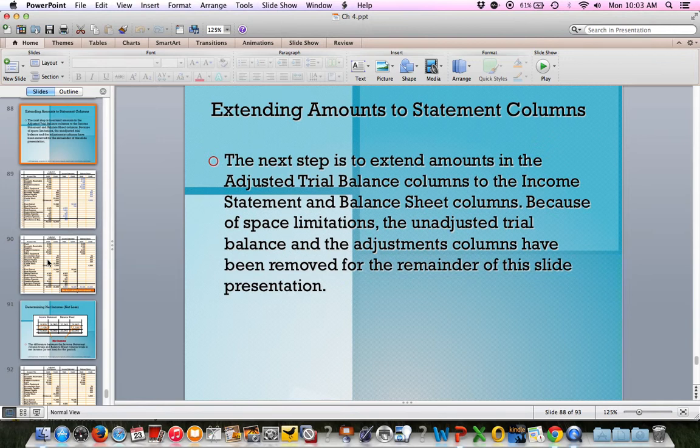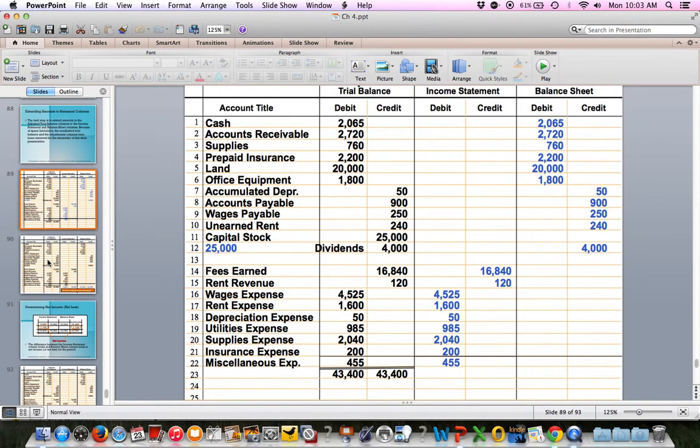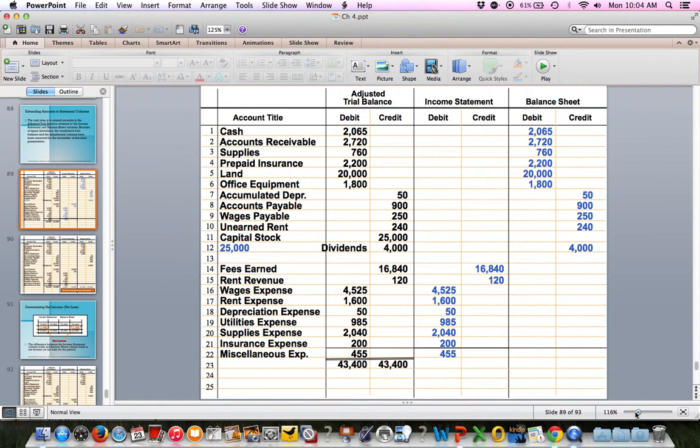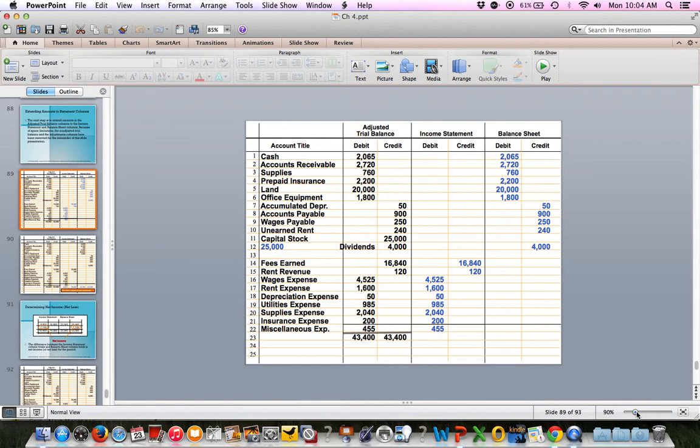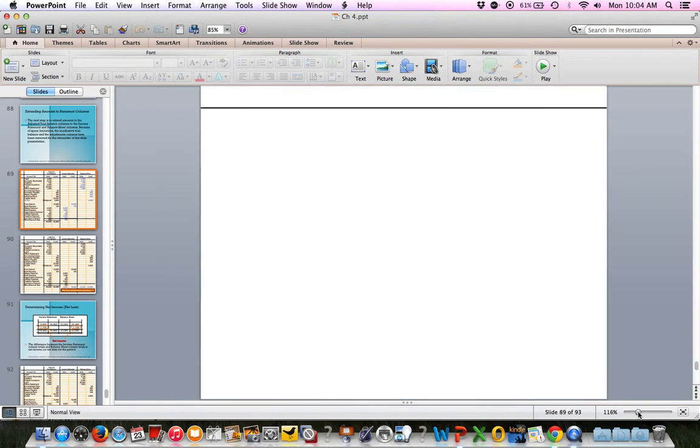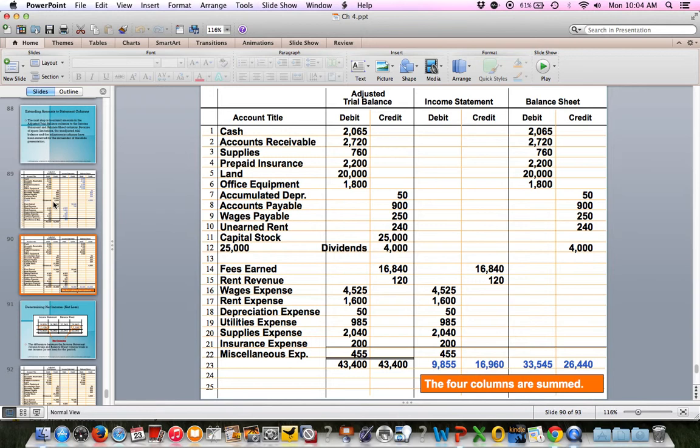Once we have a good adjusted trial balance, what we do then is combine that into either the income statement columns or the balance sheet columns. Let me just make sure you can see all the headings here. There we go. I went too small. Let me get that a little bit bigger. It's hard to find the happy medium, but just know we've got the income statement columns and the balance sheet columns both there. All that means is we just summarize these.